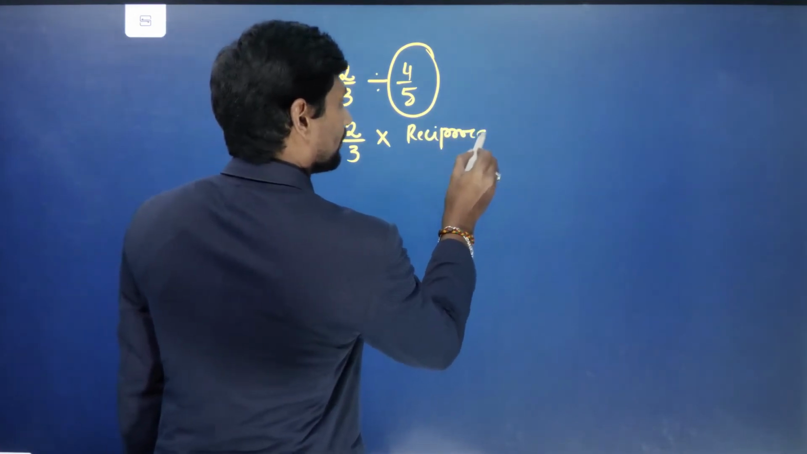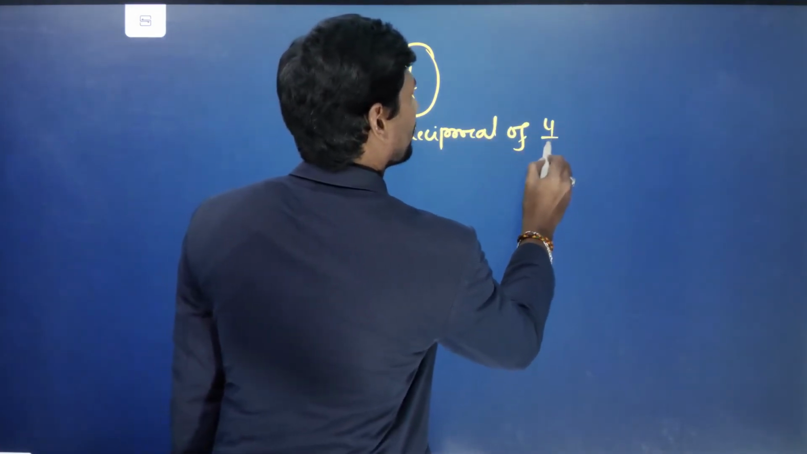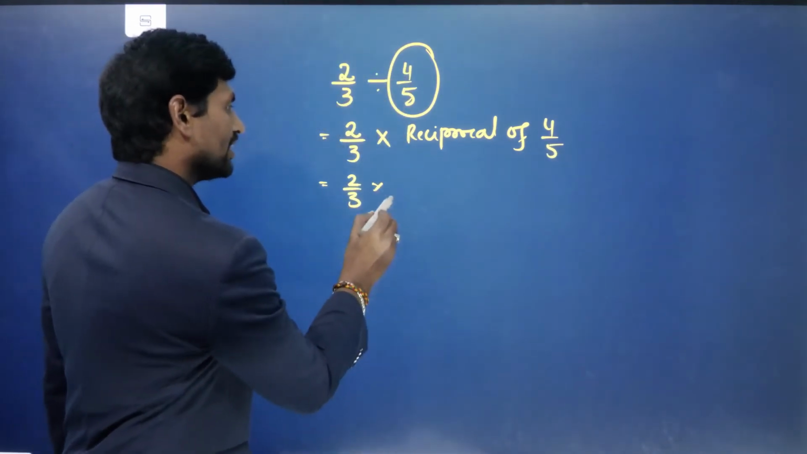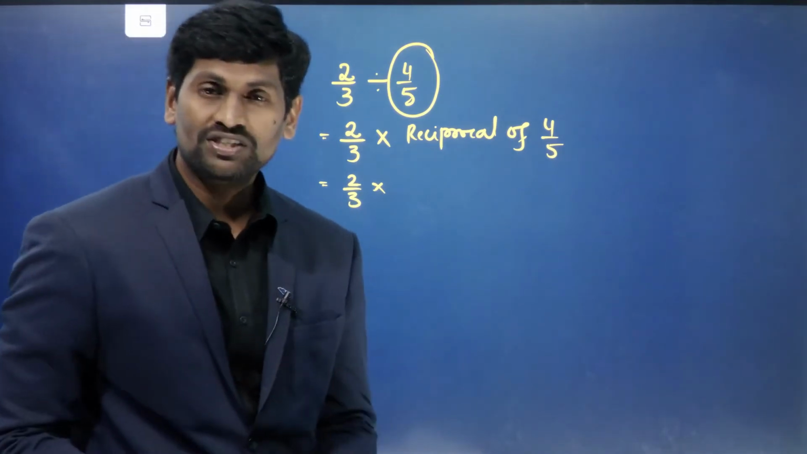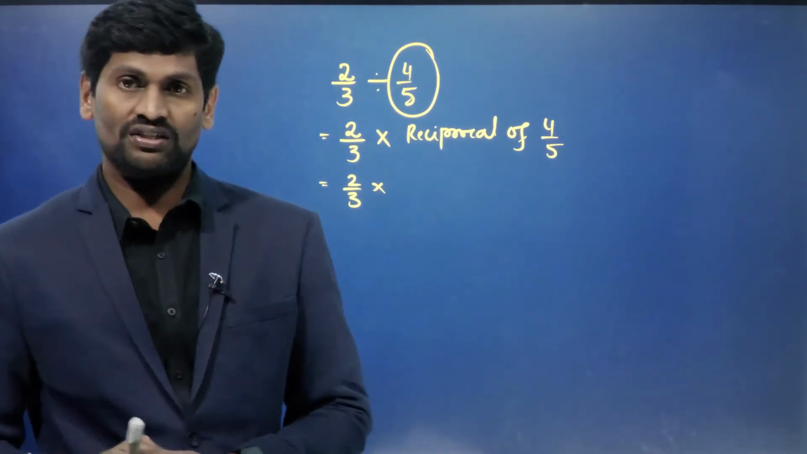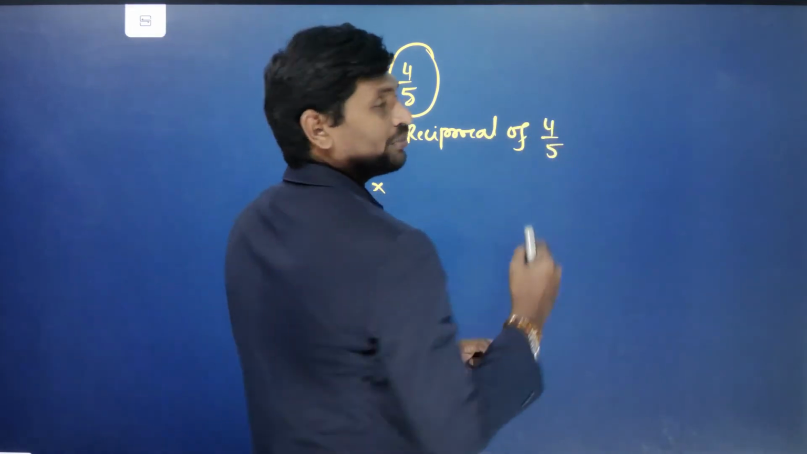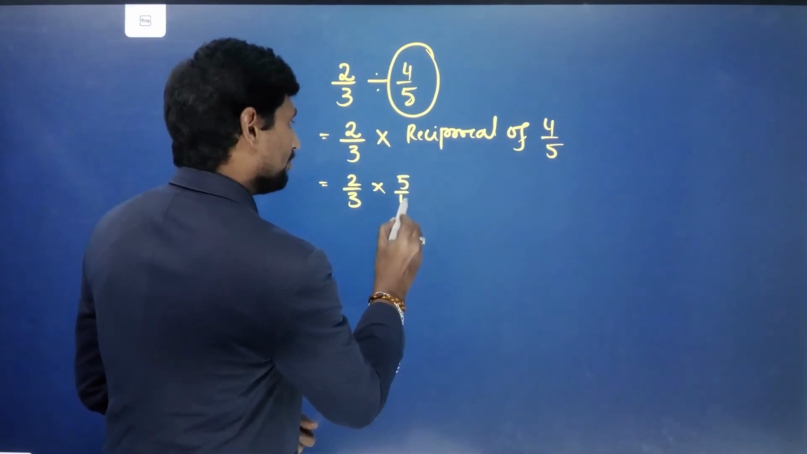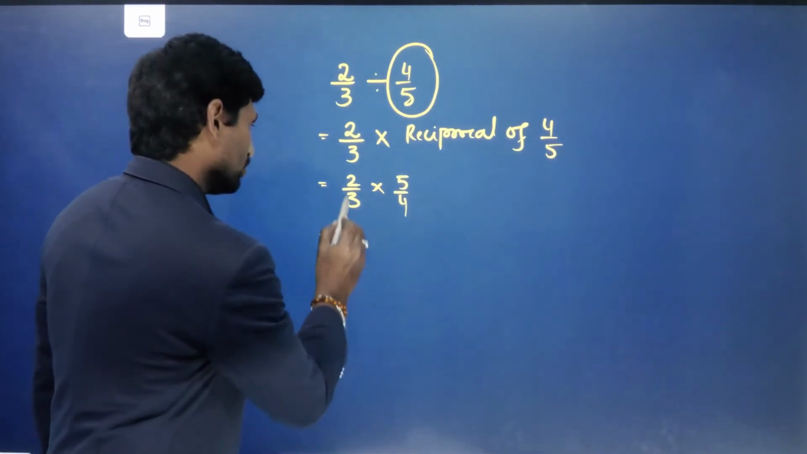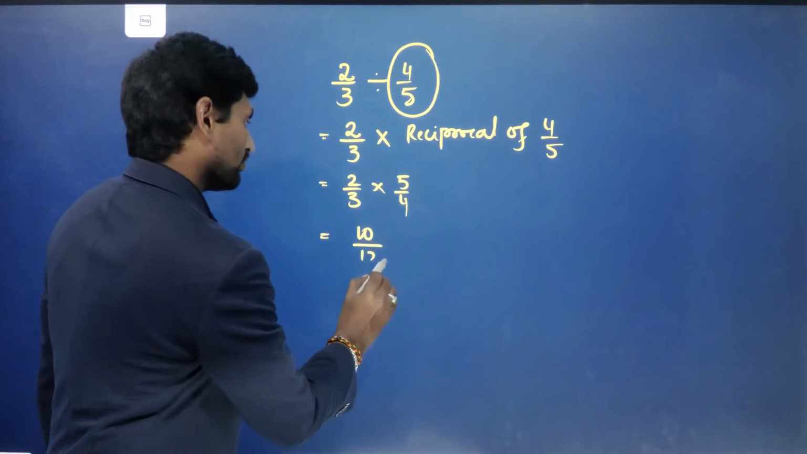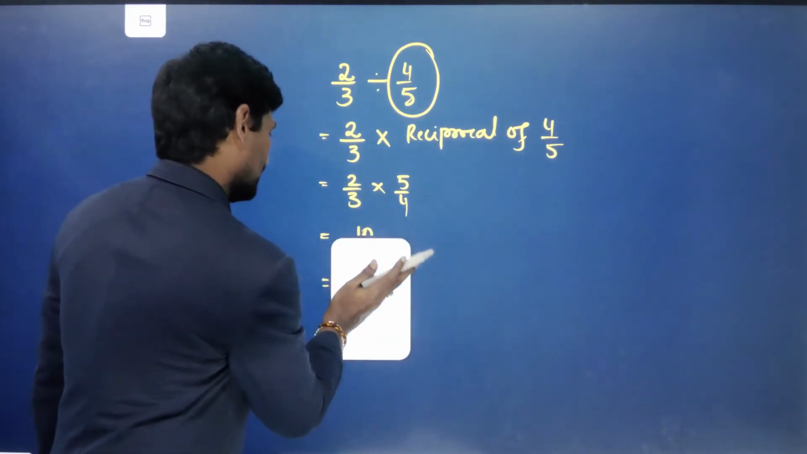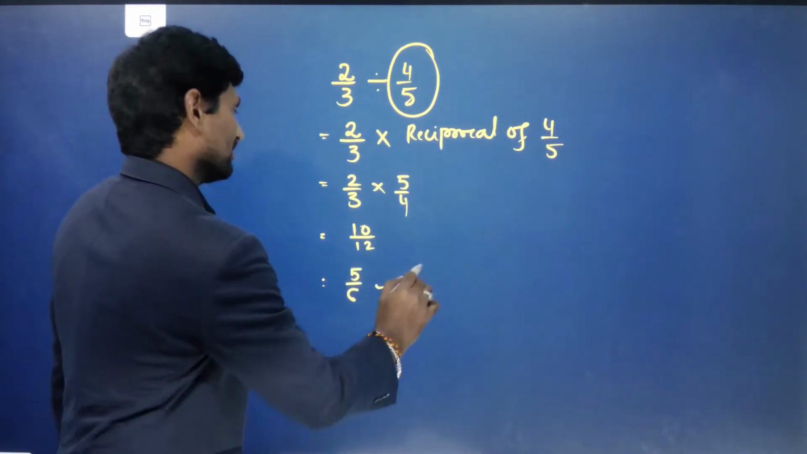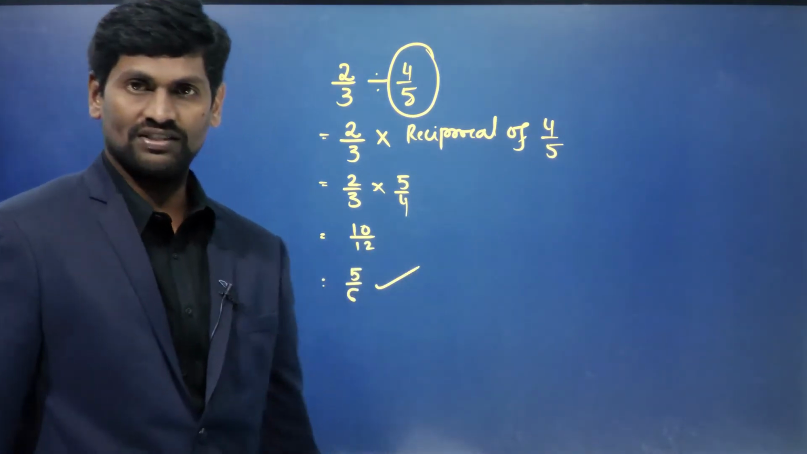Reciprocal has another name: multiplicative inverse. What is the multiplicative inverse? When two numbers are multiplied with each other and the answer is 1, then each of the numbers is called the multiplicative inverse of the other. So simply the numerator and denominator positions are interchanged. So 4 by 5 becomes 5 by 4. That means 2 5s are 10, 3 4s are 12, both will cancel in 2 table. That is 5 by 6. 5 by 6 is our required answer. Okay?